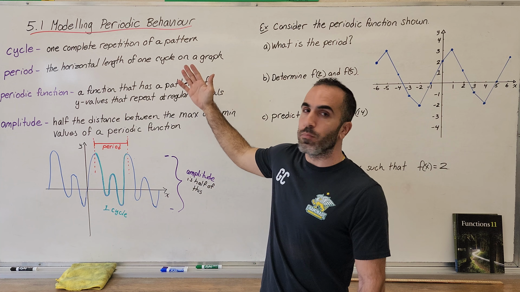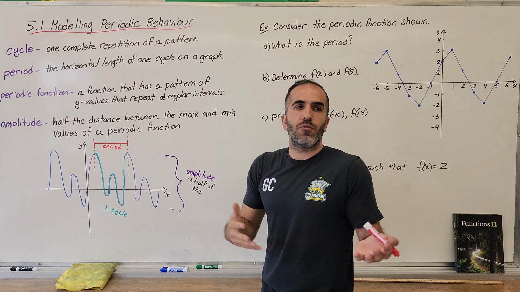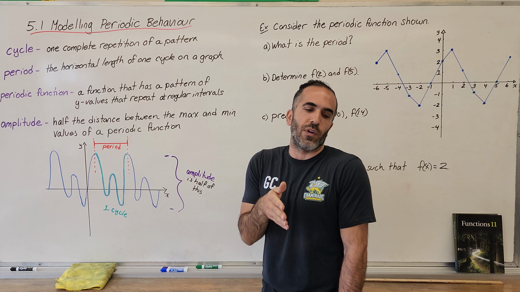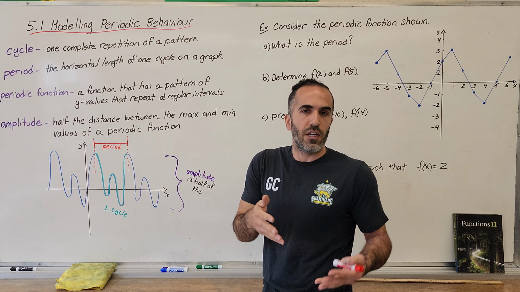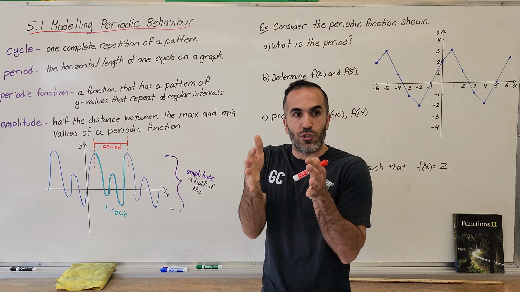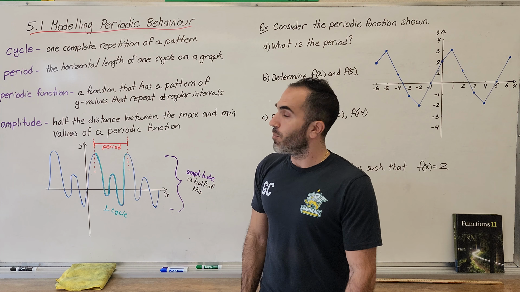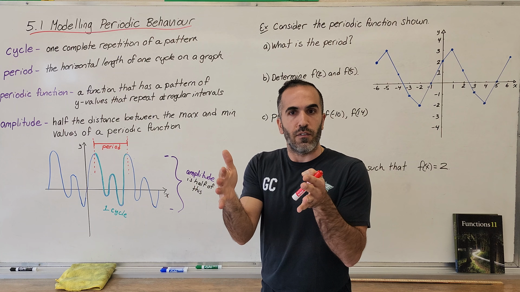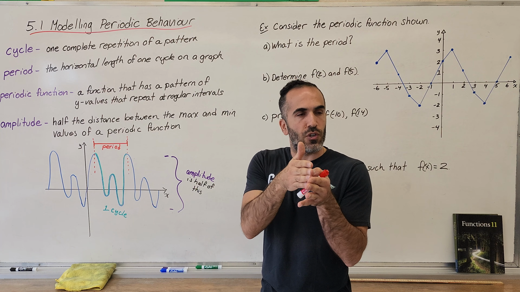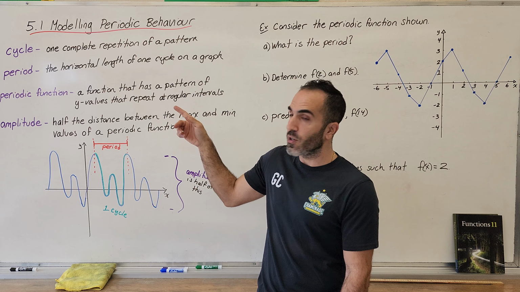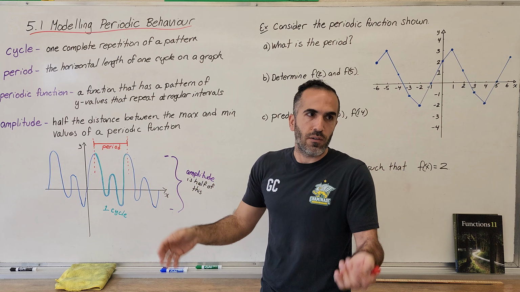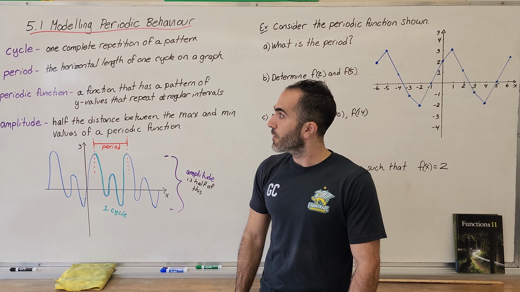A cycle is just one complete repetition of a pattern. If you've seen patterns before, like triangle, square, circle, you can understand that a cycle is just triangle, square, circle. It's one repetition of a pattern. Okay, the period is the horizontal length of the pattern. Triangle, square, circle, the length is 3. So the period in that case could be 3. It's whatever the x-axis is.